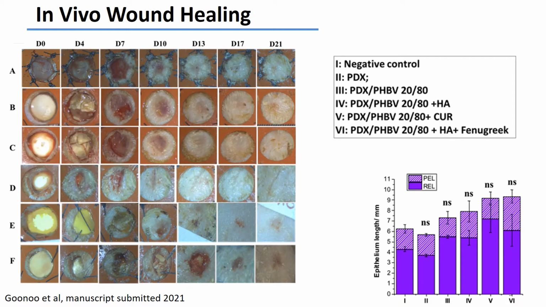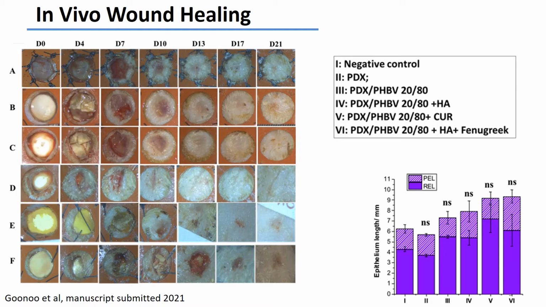Based on in vitro results and in vivo biocompatibility tests, the 20-80 PDX-PHBV mat was chosen for further in vivo wound healing studies. The scaffold was loaded with 3 different additives, namely hydroxyapatite, curcumin, and fenugreek oil. Briefly, full-thickness wounds of 6 mm diameter were created on the dorsal region of Wistar rats. The hydrated scaffolds were placed on the wounds, which were then covered with gauze and dressing. The rats were followed for a period of 3 weeks, and photographs of the wounds were taken regularly. The wound diameter was also measured over 3 weeks.